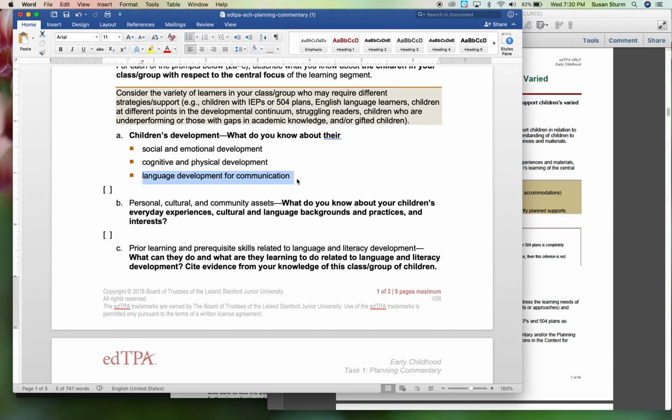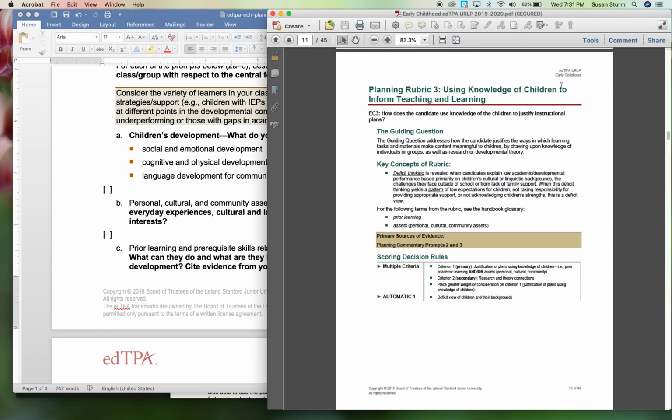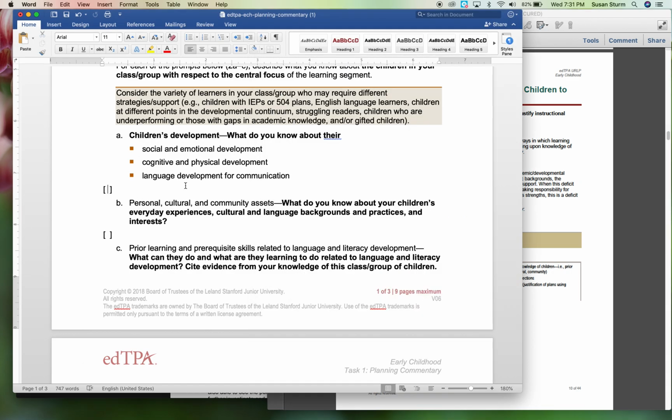Those are all different forms of language development for communication that we all possess and use, and you can talk about those in your students and your individual students. And here you would want to mention any students who have differences in development in all of these areas. So that goes into part A, and that goes into your knowledge of the students, which is actually related to rubric 3. So this is where you establish a foundation of knowledge that you have for them. Okay.